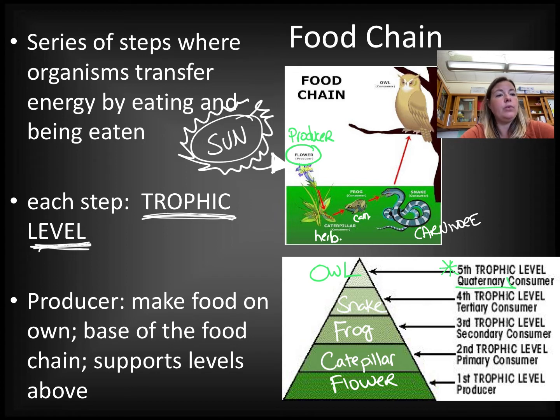So our flower would be the first trophic level. Our caterpillar would be the second trophic level. Our frog would be the third trophic level. Our snake would be the fourth trophic level, and our owl puts us all the way up at our fifth trophic level.